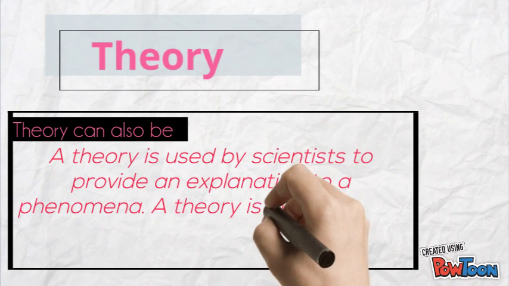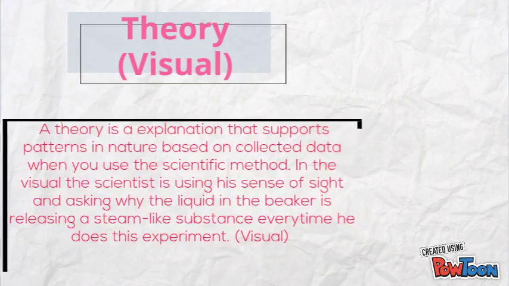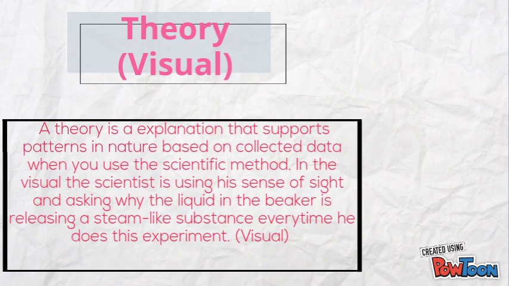A theory is initially based on an observation of an experiment that remains constant. A theory is an explanation that supports patterns in nature based on collected data when you use the scientific method. For example, the scientist is using the sense of sight and asking why the liquid in the beaker is releasing a steam-like substance every time he does this experiment.